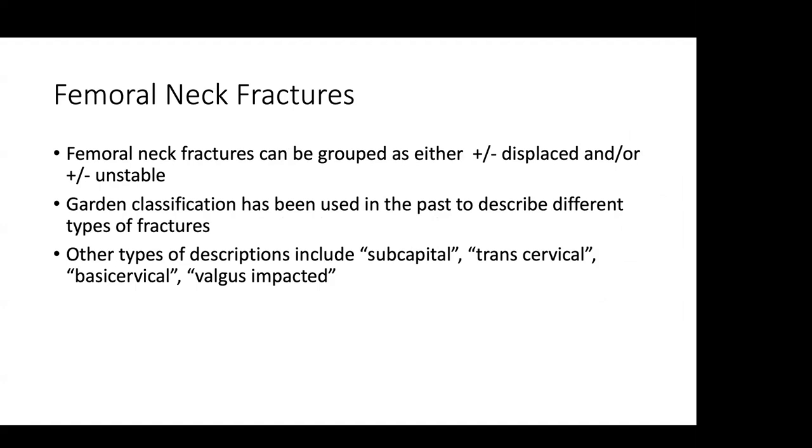Okay, femoral neck fractures. The way to think about femoral neck fractures is whether or not the hip fracture is displaced and whether or not it's stable. We have something called the Garden classification, which I'll show you, which is pretty good with this. But that's the basic way of thinking about it. If the ice cream has fallen off the ice cream cone, then it's displaced. If the ice cream is going to fall off the ice cream cone, then it's unstable.